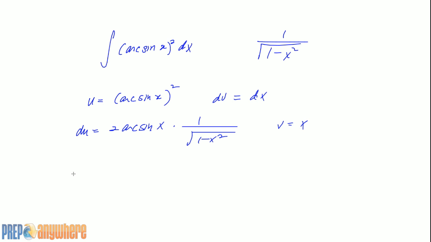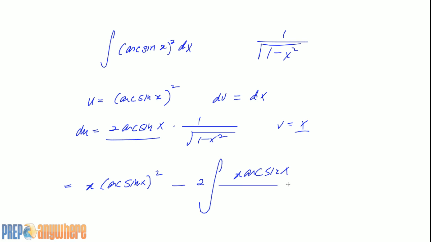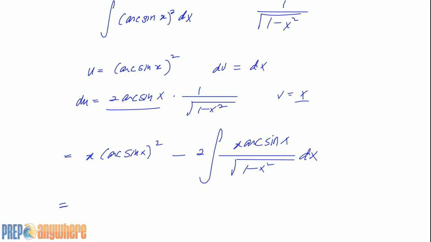Okay, so integration by parts, u times v, so we get x times arcsine of x squared, minus 2 times, so I'm multiplying this with this first, so 2 times x arcsine of x on top first, all over the square root of 1 minus x squared.